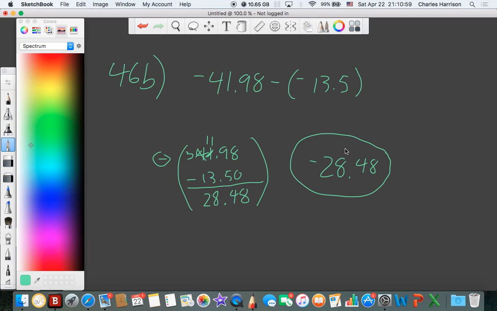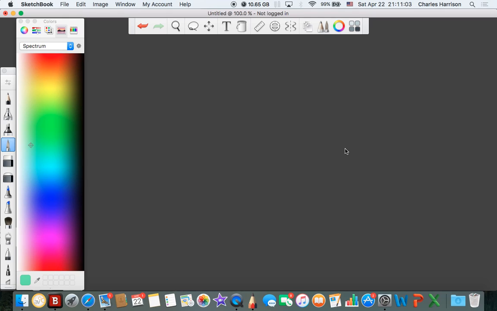All right. Now let's move on to the next one. Next one is negative 2.48 times, when you have a parentheses next to it, it's a multiplication, so it's 0.003. Okay? Now, when we multiply that, since it's negative and negative, we can just cancel those out.